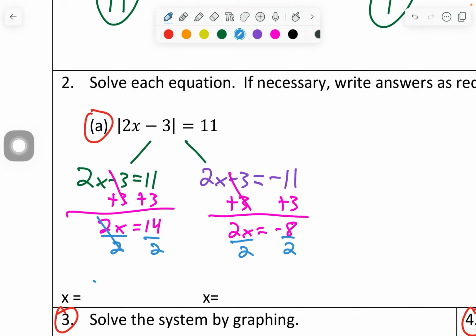You should get x equals 7. Over here, divide by 2, you should get x equals negative 4. So those are your answers.